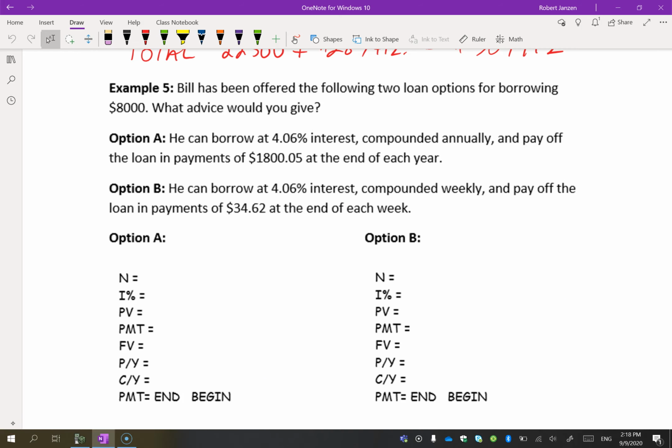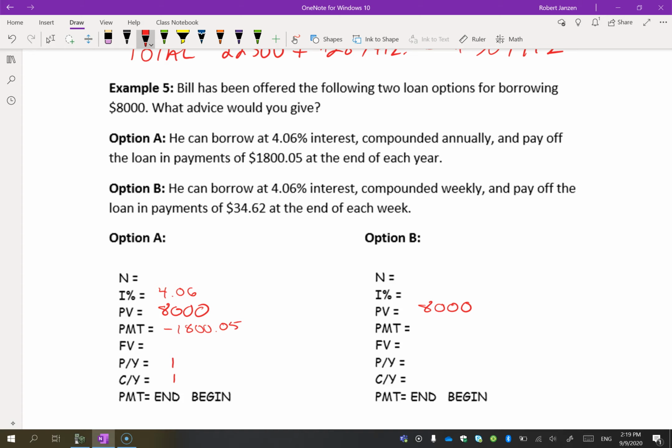All right, last example for today's lesson. Bill has been offered the following two options for borrowing $8,000. Okay, so in both cases, he's going to borrow $8,000, so let's put that in. Okay, option 1, you get 4.06% interest compounded annually, so that's once a year, and pay off the loan with payments of $1,805 at the end of each year, so payments 1 per year.